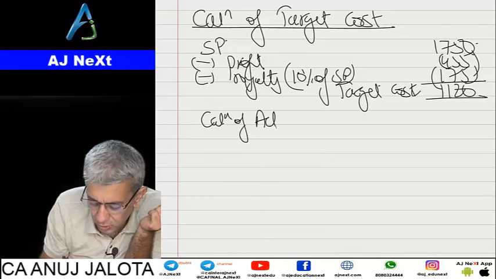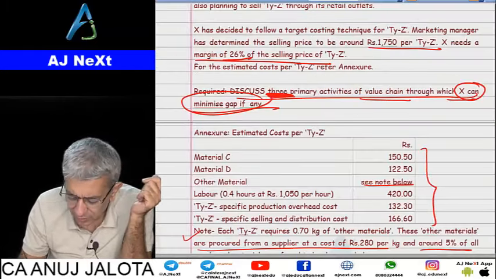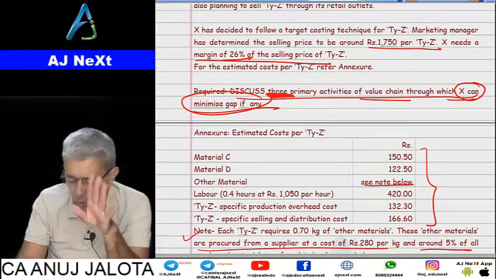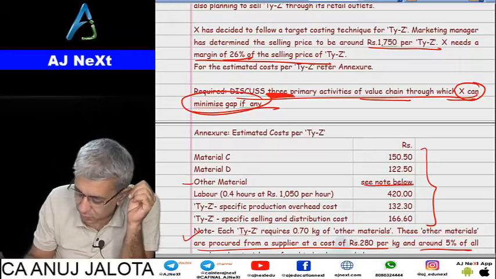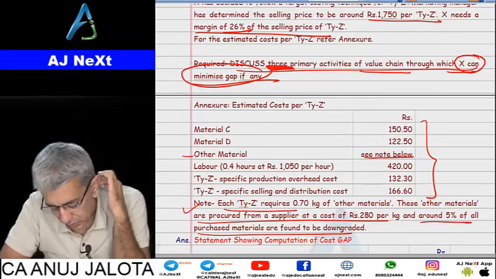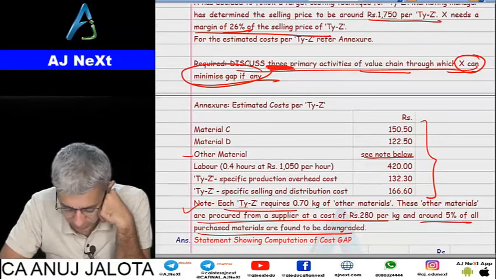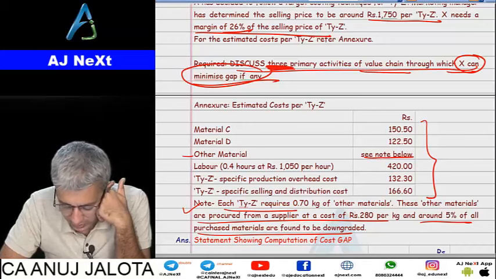So, calculation of actual cost. Now, all actual costs are given to you, and I will just total these. But for other materials, I will look at what they have told me. Each TYZ requires 0.7 kgs of other materials. These other materials are procured from the supplier at a cost of 280 per kg, and 5% of all materials purchased are found to be downgraded.